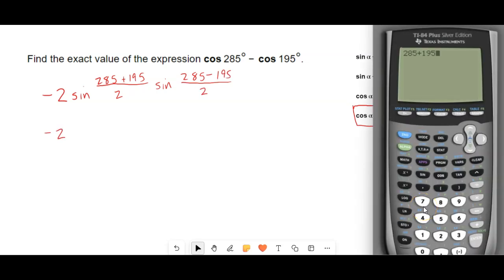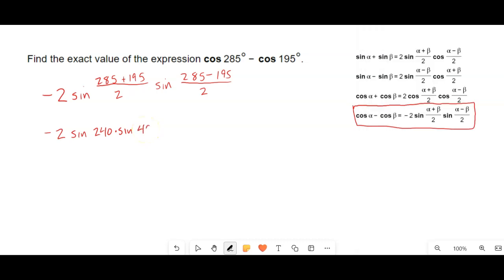Just a warning on your calculator, if you're going to do this, you need to hit enter, then divide by 2. Because if you divide by 2 before you hit enter, you're only dividing the 195 by 2 unless you put parentheses. So there's the sine of 240. Alright, and the same thing when you subtract. You want to subtract, enter, and then divide by 2. So that's the sine of 45 degrees.